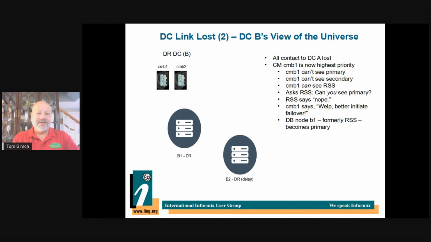All contact to data center A is lost. So CMB1, that connection manager, is now the highest priority among the connection managers it can see. It can't see the primary. It can't see the secondary, but it can see a local RSS. Now it goes through its questions. Can you see the primary? And the RSS said, nope. And so CMB1 says, well, guess I better initiate the failover. So the node B1 over here, the DR node, formerly RSS, suddenly becomes a primary.